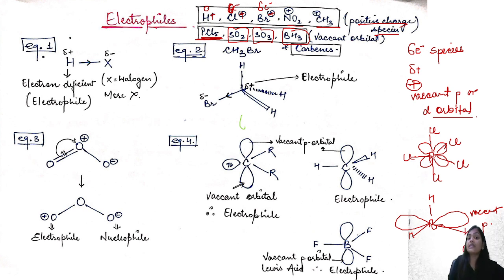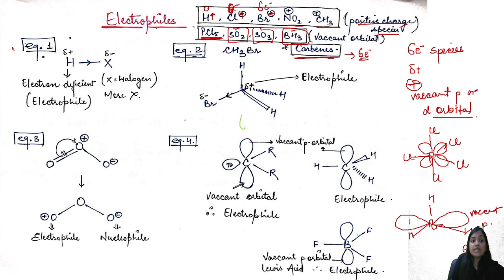Guys, not only these, even the carbenes are also 6 electron species. Their octet is also incomplete. They also have a vacant p orbital, and therefore carbenes are also considered to be electrophilic in nature. Okay, let me give you more examples.